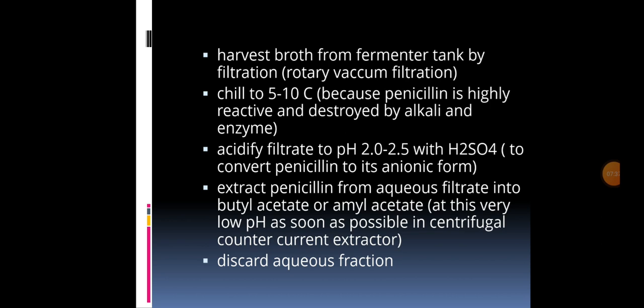Acidify the filtrate at pH 2 to 2.5 with sulfuric acid to convert penicillin to its anionic form. Extract the penicillin from the aqueous filtrate into butyl acetate or amyl acetate at this very low pH as soon as possible in a centrifugal counter current extractor, and discard the aqueous fraction.